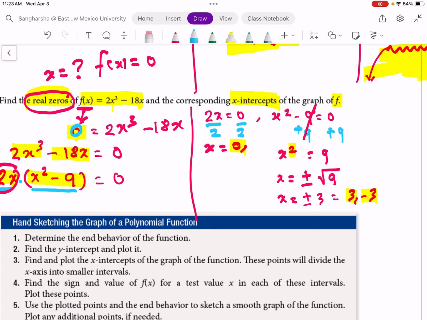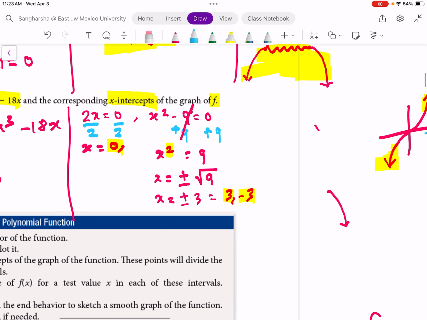You substitute y equals 0, you solve for x, and the solution for x is the x-intercept, or it is the real zero. These two are the same thing. So real zero and x-intercept are the same thing.